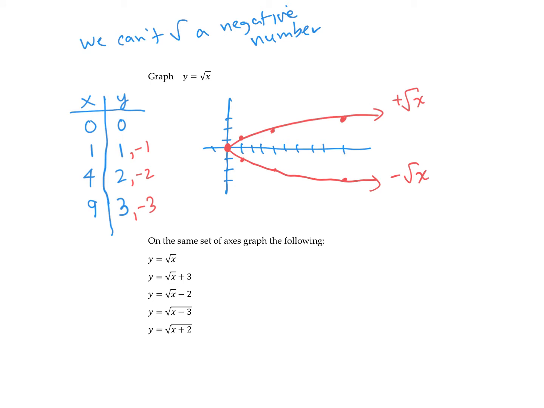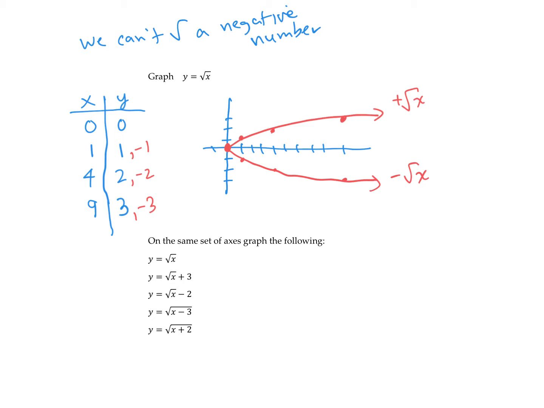Sometimes it will just specify the positive and you'll only see the top, or sometimes we'll have the top and the bottom. So if you were typing this into Desmos or on a graphing calculator, you would have to type in positive root x and negative root x as separate equations, because it probably will only show you the positive.